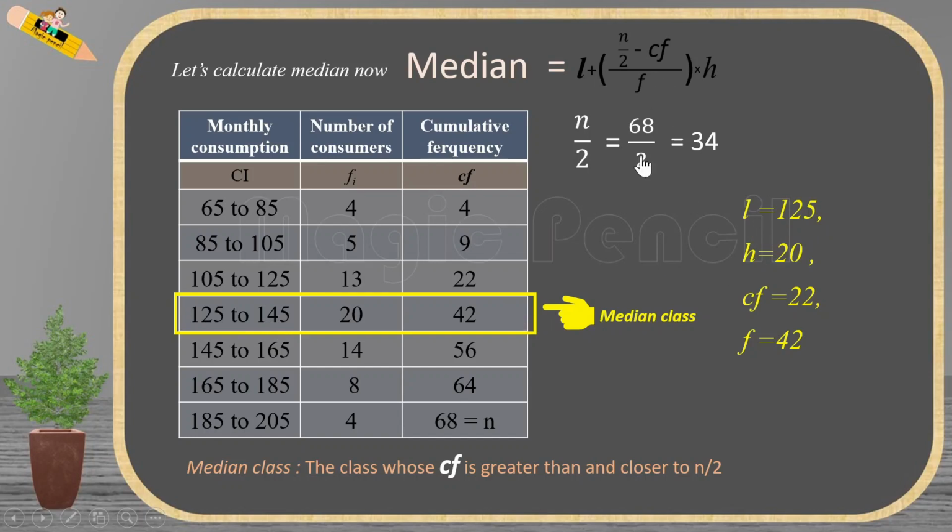Next, CF is the cumulative frequency of the class preceding the median class. The cumulative frequency of the class before the median class we have to take. So 22 is the cumulative frequency of the preceding median class. Then f is the frequency of the median class, that is 20. So identifying these values is very important to calculate the median.